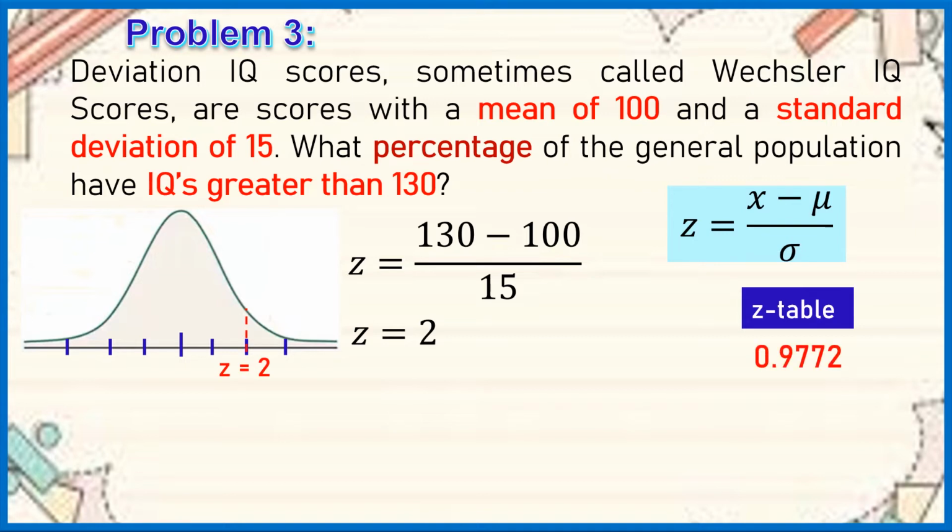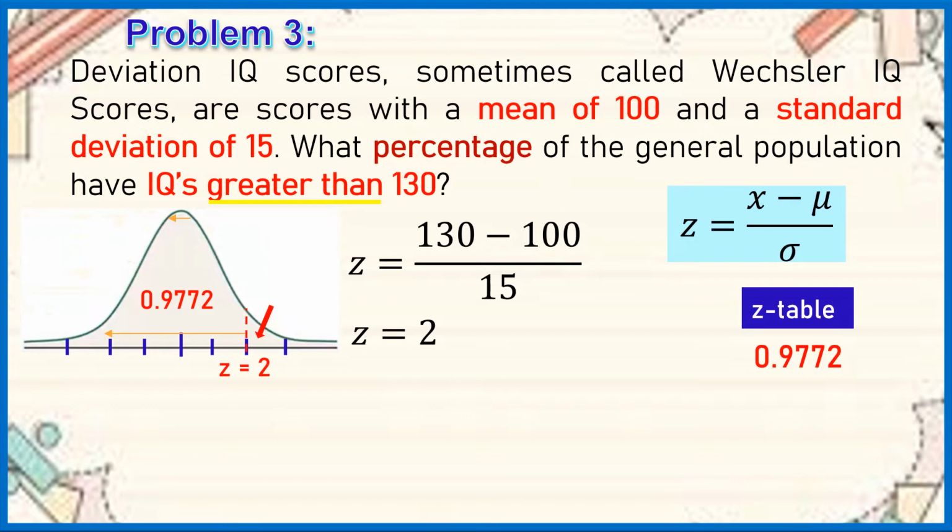So, using the z table, it is equal to 0.9772. So, it means that this area is equal to 0.9772. The problem is asking us what percentage of the general population have IQs greater than 130. So, therefore, this is the area that we are going to solve.